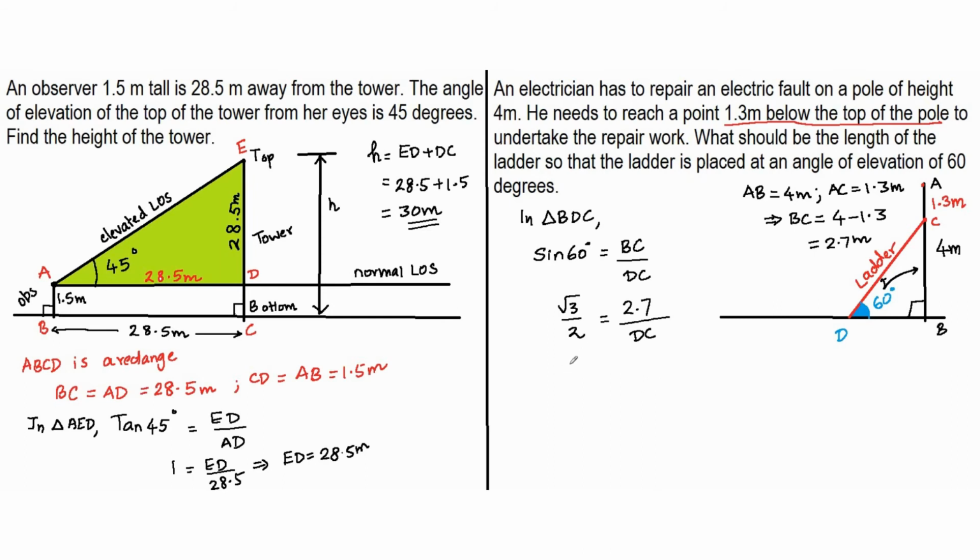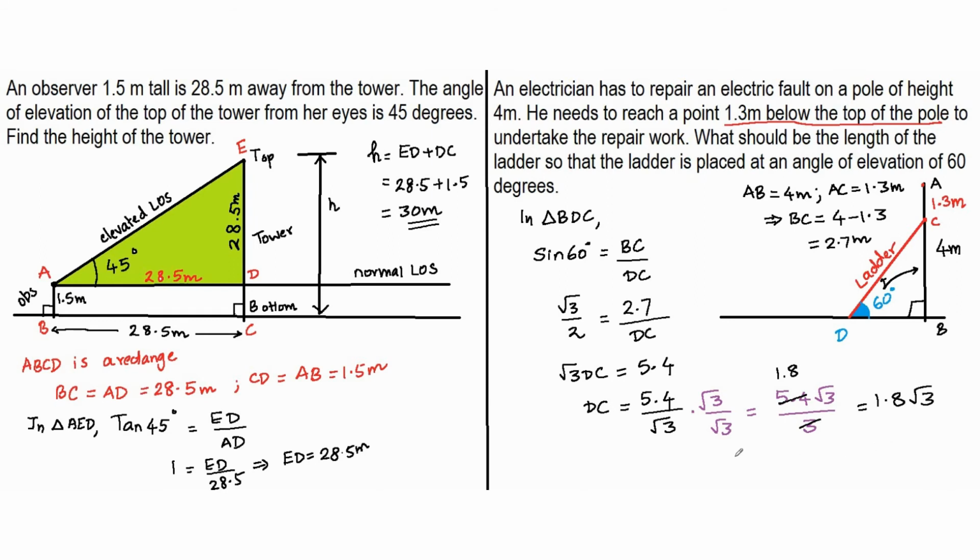And therefore cross multiplying I get root 3 DC is equal to 2.7 into 2 is 5.4, which means DC is equal to 5.4 divided by root 3. Now we can multiply and divide by root 3. So this becomes root 3 upon root 3. And that is equal to 5.4 root 3 divided by root 3 into root 3 is 3. And 5.4 and 3 simplify by 3, it becomes 1.8. And therefore the length has to be 1.8 times root 3.